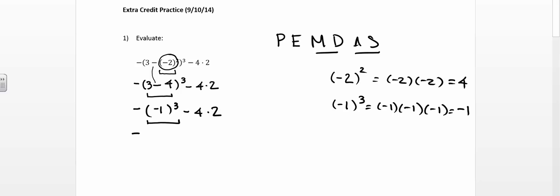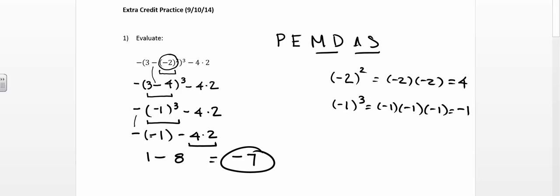So I have a negative still on the outside here, another -1, which I just evaluated, minus 4 times 2. So a negative times a negative, that's just a +1 minus, and that gets evaluated to be 8. So I have 1 minus 8 gives me a -7.